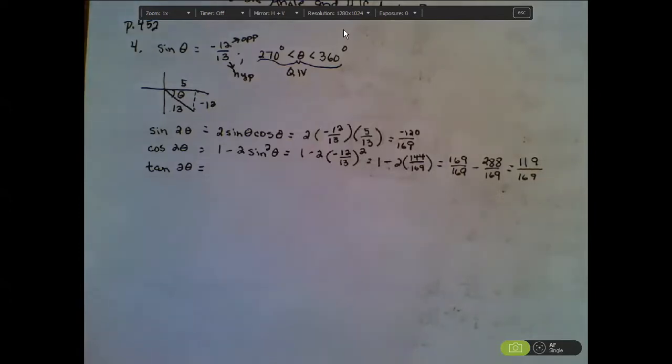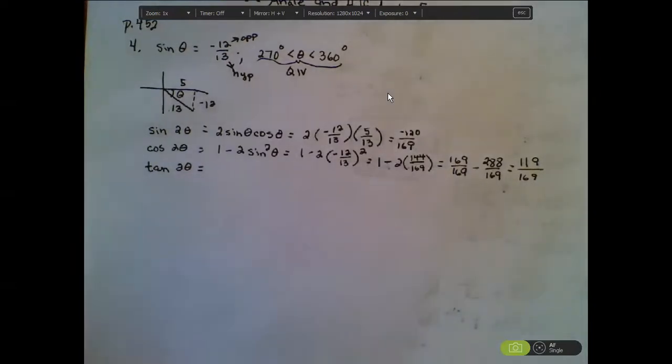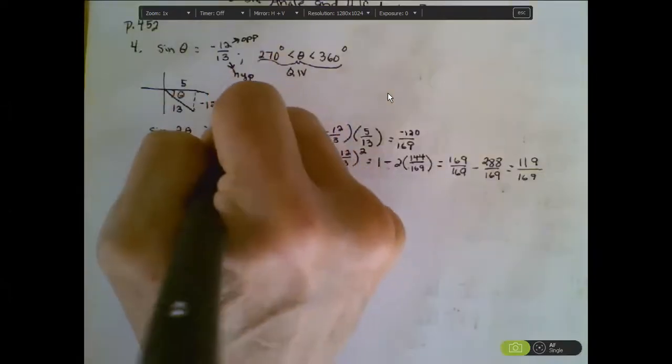Mr. Evan, are you still with me? Can you not hear me? That was the last thing I heard. So tell me just a little bit louder how we can find tangent 2 theta. Could you do just sine over cosine?